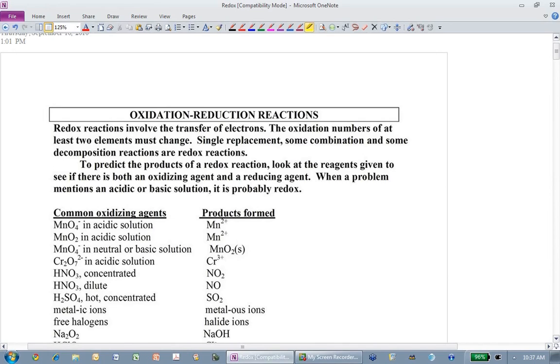Reduction, I use the mnemonic device OIL RIG, being from Texas, where oxidation is loss, reduction is gain of electrons. Write the half reactions, and then make the equations balance. And I'll give you the rules as we go along.